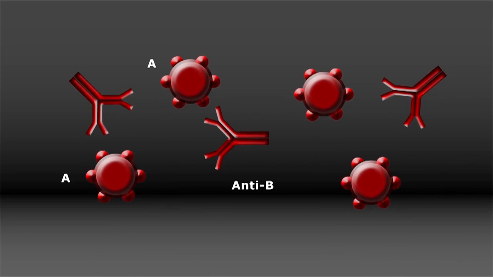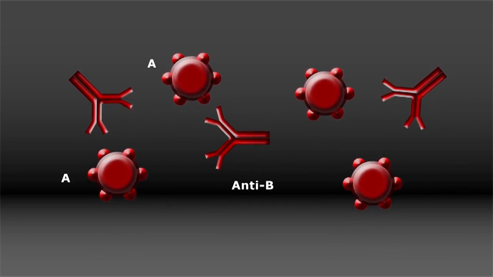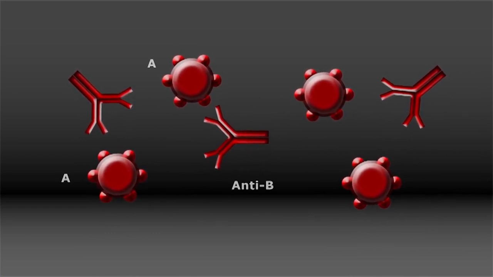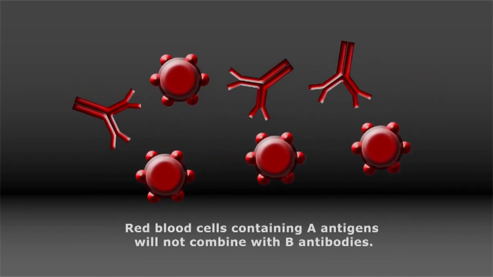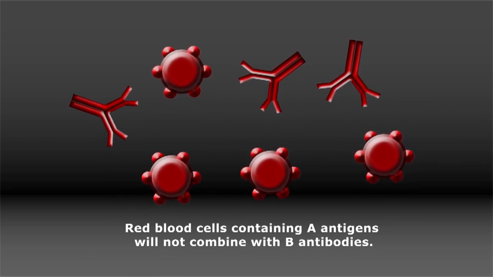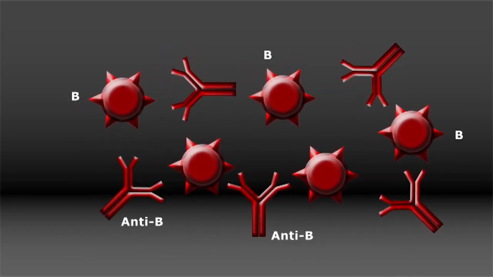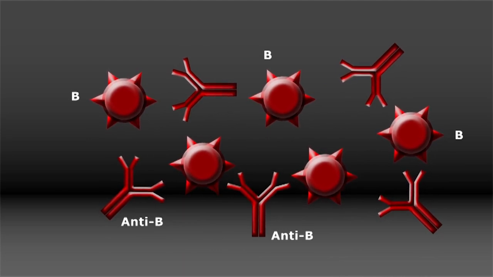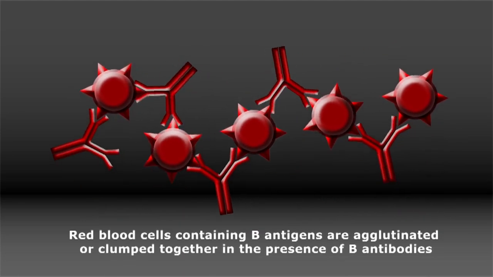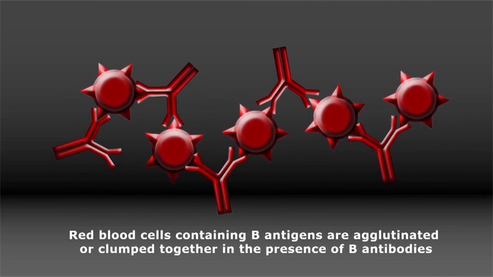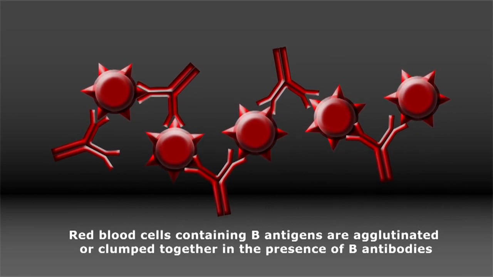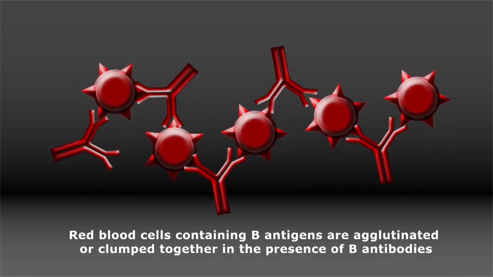A type A person will have the anti-B antibodies in the blood. These antibodies cannot bind to the antigens on the type A red cells. Now remember that the antibody has two hands, it has two binding sites, which means that the anti-B antibodies and the B red cells will clump together in this complex network. This is called agglutination, and this will result in serious medical problems.